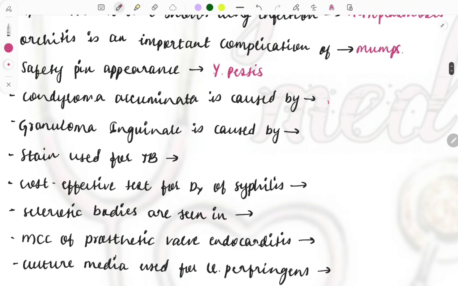Then condyloma acuminata, this is caused by which virus? So HPV, human papilloma virus. Asked like this one is asked in derma, OBG also, and sometimes in PSM also. Okay, so yes, condyloma acuminata image based question can also be asked.